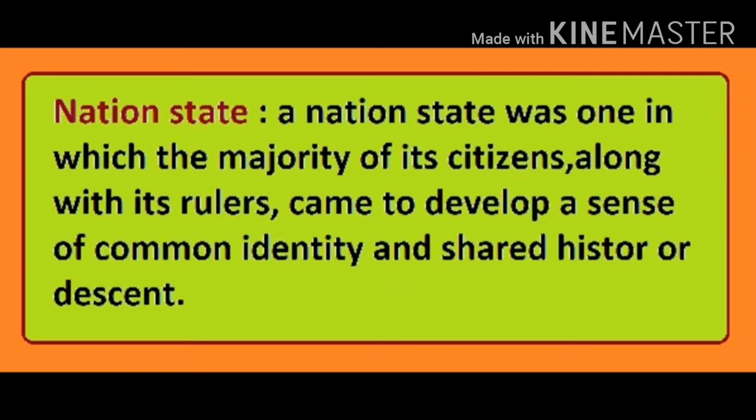I can say, for example, India. Now it is a nation state, we have our own national flag, our national symbols, and here we feel that we all are Indian. Yes or no? So likewise at that time there was no nation state, as I have already told you, and here they must share a common history or descent, a common history of origin.